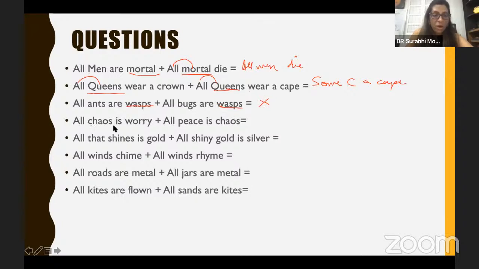Middle term is chaos, distributed once. Hence, my answer will be all peace worry. Isn't it? Have you got all peace worry? Remember, the way it is, you have to write it. If all is with peace, it will remain with peace. If all is with men, it will remain with men. You can't change it. You can't say all worry is peace. I hope you know that.